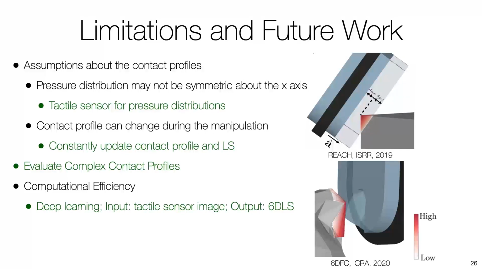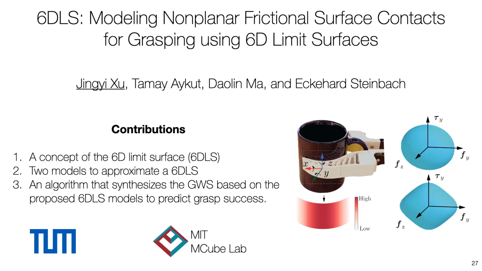A neural network can be trained to output a 6D-LS model given a tactile sensor image or an estimated contact profile. This paper addresses a common problem in robot grasping using deformable gripper jaws, false negatives due to overly conservative planar surface contact models. We propose a more realistic non-planar surface contact model based on two 6D-LS models. More details can be found in the paper.